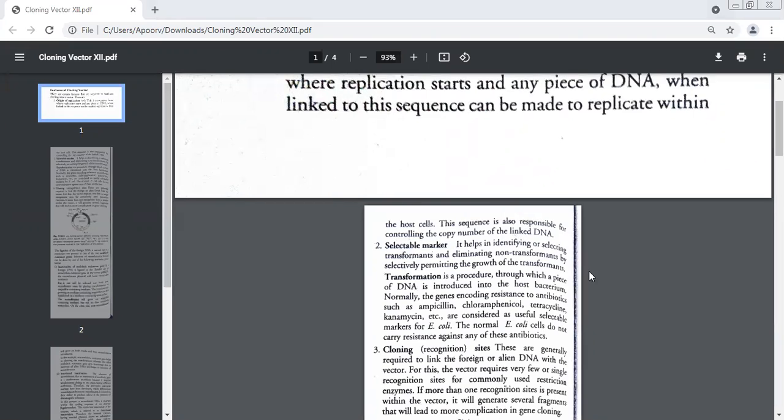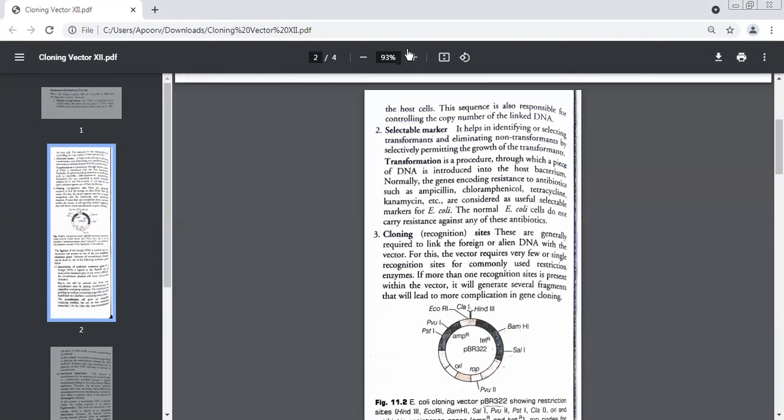Selectable markers, we had done yesterday. You remember we did selectable markers? Please read about selectable markers. There is a word which is coming over here, transformation. So I've taken up this page so that if you come across any word which was missed out yesterday, we can do it.